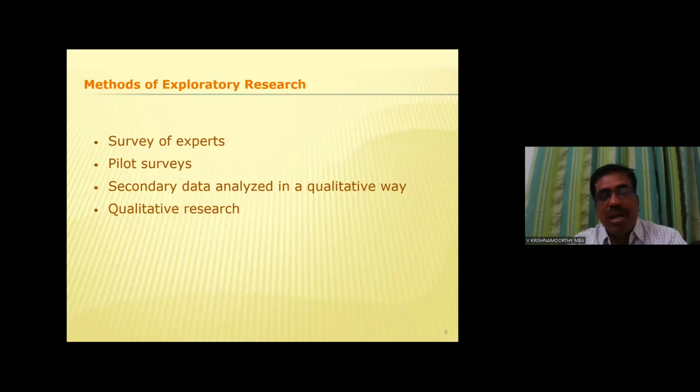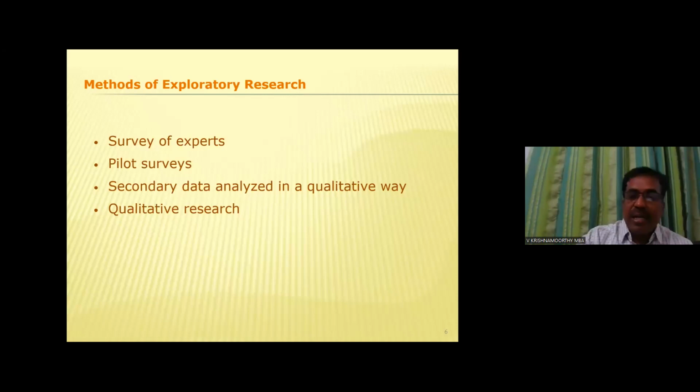Similarly, you can also conduct some pilot study. Similarly, you can also analyze the secondary data in a qualitative way. Normally, data can be classified into two types. One is primary data, another one is secondary data. When we use secondary data, we should be very careful.